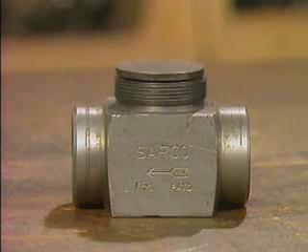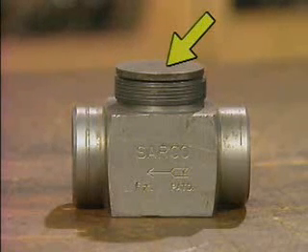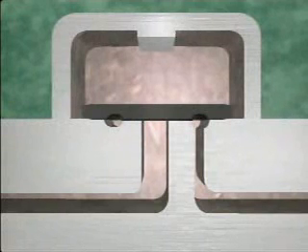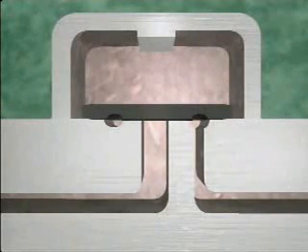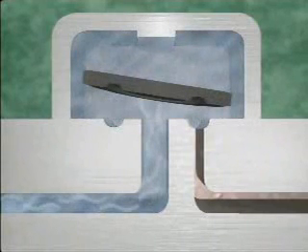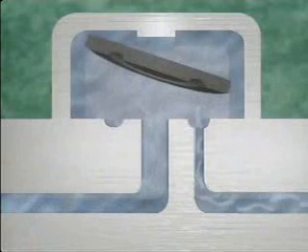As its name suggests, the trap contains a disc that lifts or tilts. The disc is the trap's only moving part. At startup, the disc rests on seating surfaces that contact the trap's inlet and outlet. With the disc in this position, the trap is closed. When relatively cool condensate enters the trap, the flow lifts the disc up and opens the trap. The condensate then flows through the outlet and is discharged.